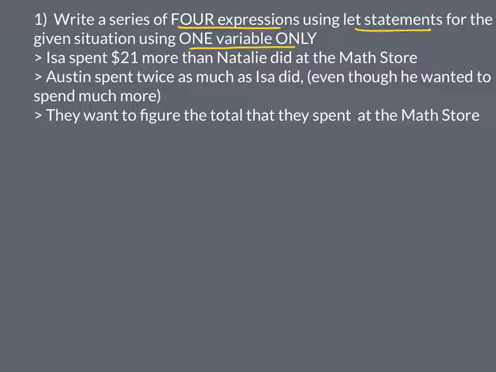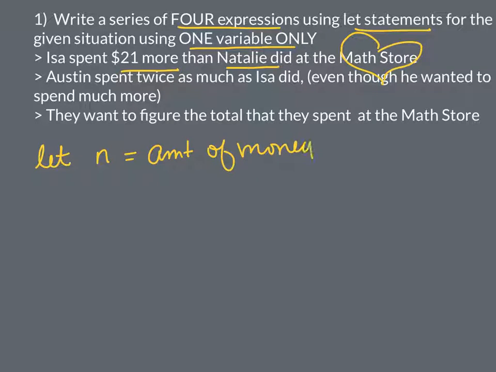So here's our situation. Isa spent $21 more than Natalie at the math store. Oh, I love the math store. It's my favorite place. Anyway, Isa spent $21 more than Natalie. So that tells me we need to start with Natalie. So we're going to have let n equal the amount of money Natalie spent at the math store.